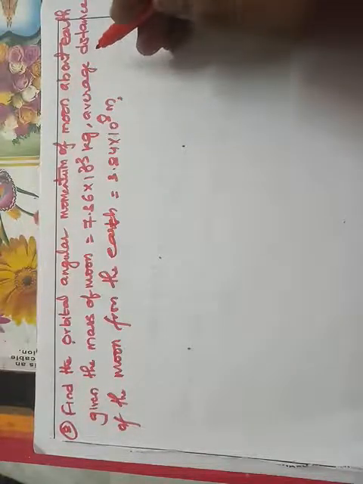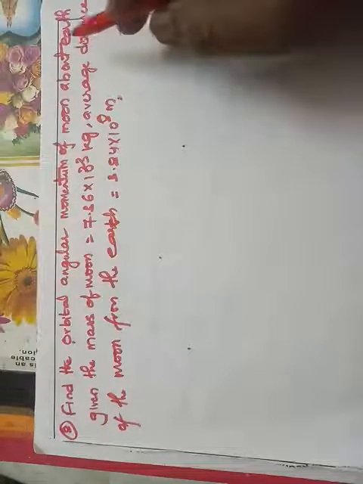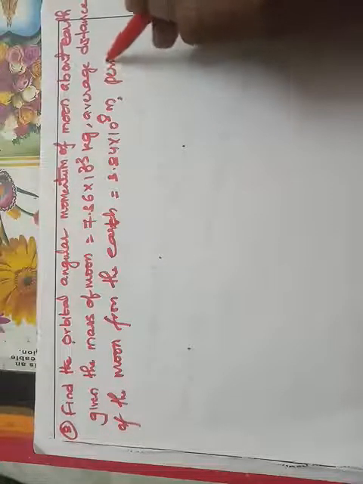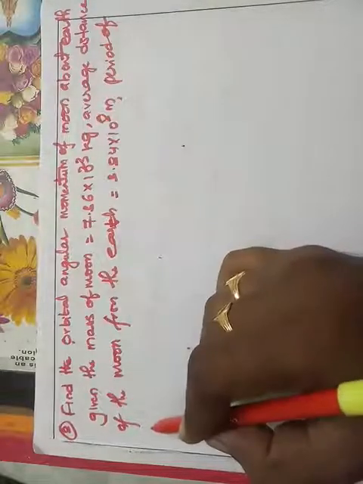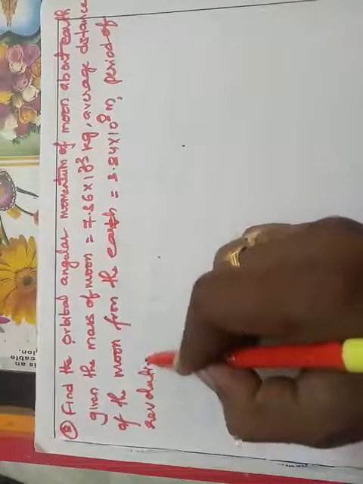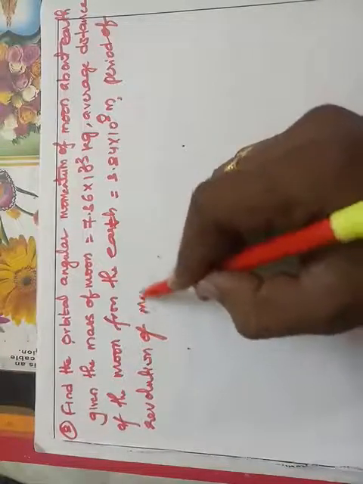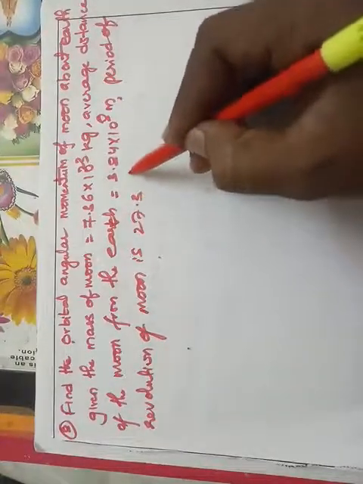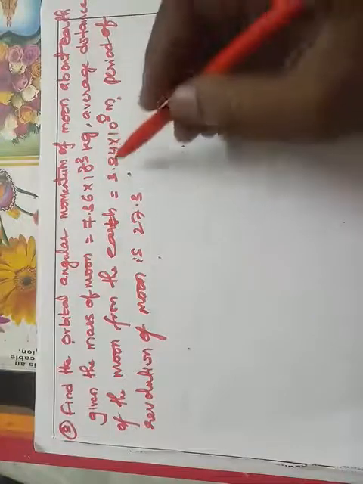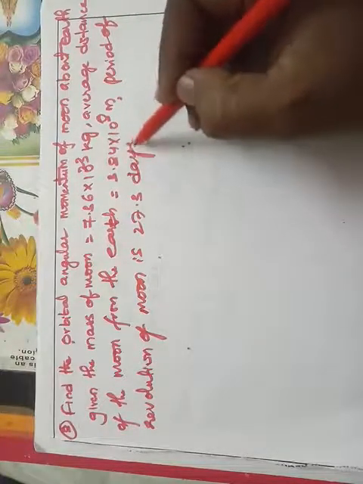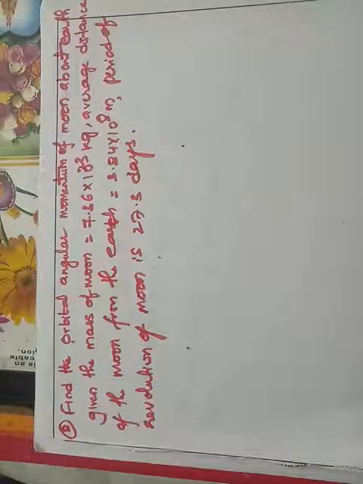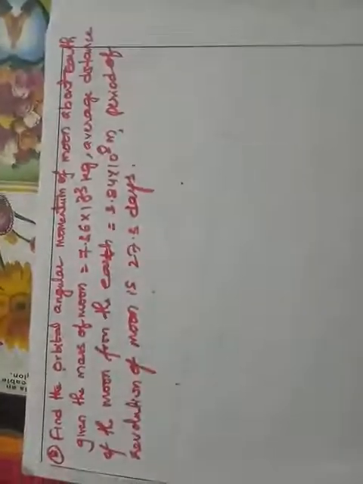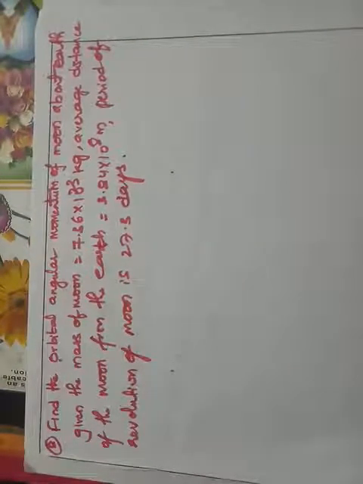The period of revolution of the moon is how much? 27.3 days. Okay, 27.3 days. Now what we have to do here is find the orbital angular momentum of the moon about the Earth.